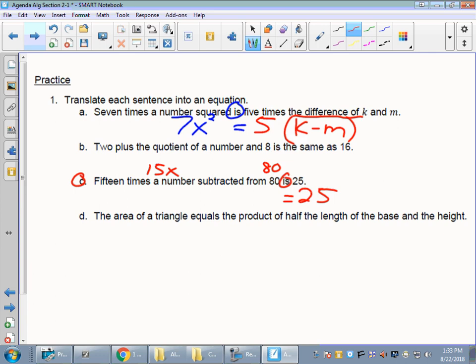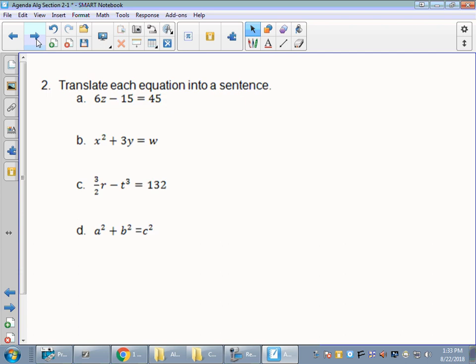Is 15x being subtracted from 80, or is 80 being subtracted from 15x? In this case, it says 15 times a number is being subtracted from 80. So 80 is going to go first, and then we're going to subtract the 15x, because the 15x is being subtracted from that 80. Okay? Let's move on here now to translate each equation into a sentence.